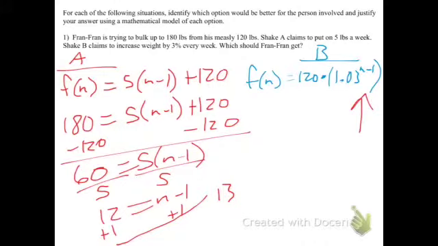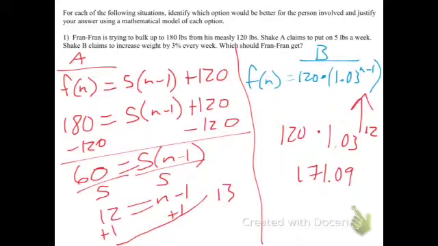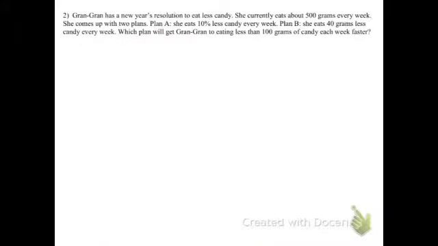Well, compare that to what it is over here. Plug in 13 in for n and see what you get. So you gotta do 120 times 1.03 to the 12th power. As soon as you plug that in, you'll see how it compares. Well, if you plug that in, you get 171.09. And so after 12 weeks, or the 13th term in the sequence, Plan B only gets him 171 pounds, and so Plan A would get Fran to the target weight sooner.